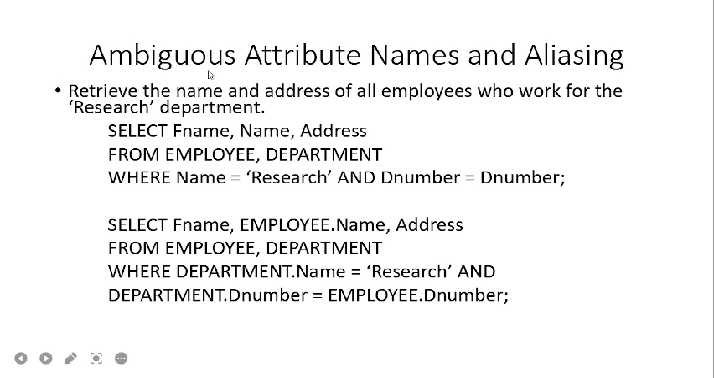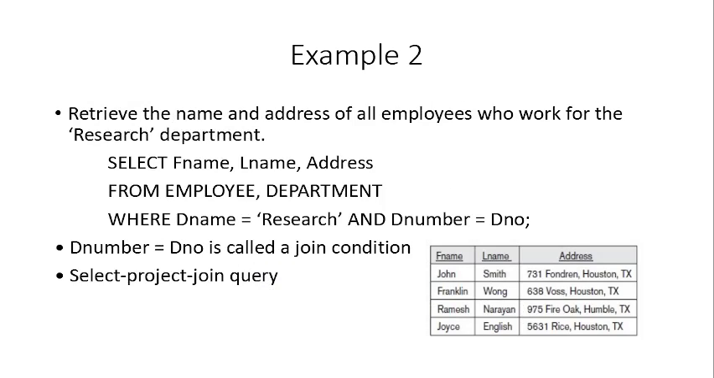And consider the case of ambiguous attribute names and aliases. For example, we have seen: retrieve the name and address of all employees who work for the research department. We have seen this example earlier. We selected F name, L name, address from employee, department where D name equals research and D number is equal to department number. Okay, that was the case.